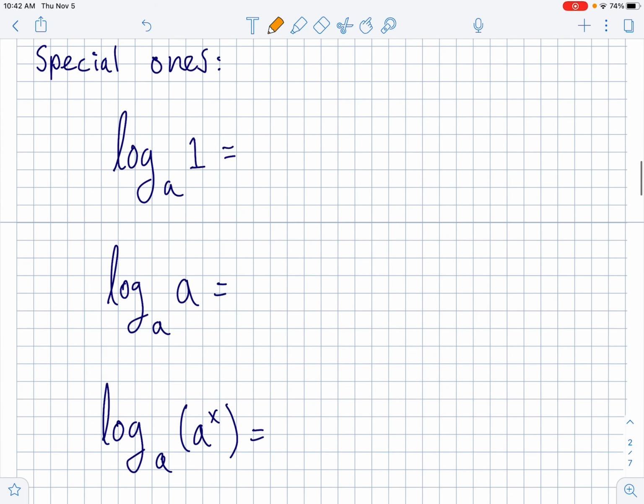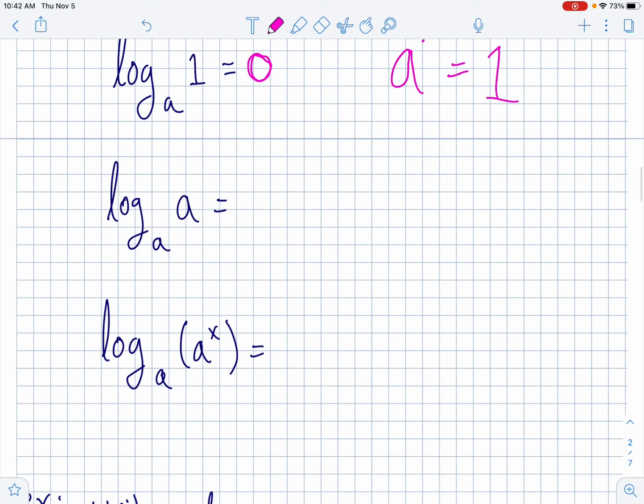Couple special ones that the book wants me to talk about. I wouldn't say obvious, but I think they're figure-outable if you just know your spirals. So if you think, okay, I don't know what log base a of 1 is equal to. Just think about the spiral. a to the something is equal to 1. So the exponential form would be a to the what is equal to 1. Well, you guys, how do you raise something to a power and get 1 out of it? The only way to do that is if it's 0. So log base a of 1 is equal to 0.